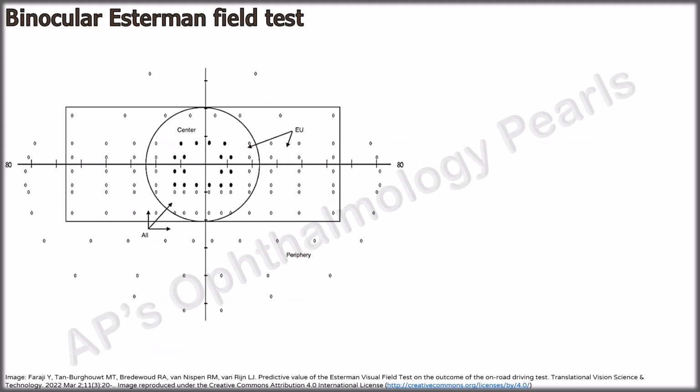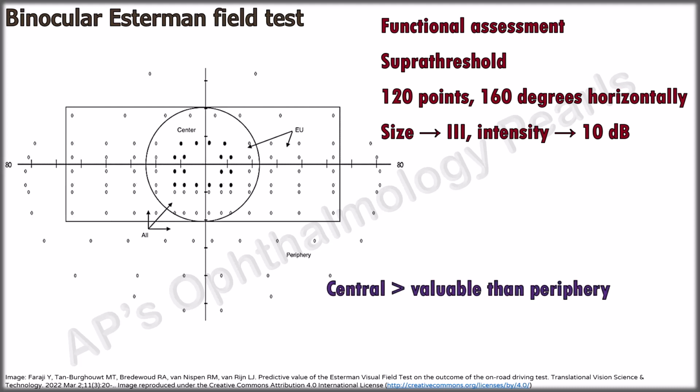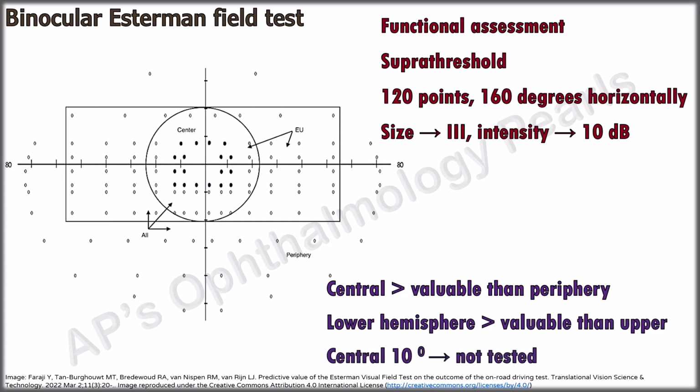Driving standards in many countries, especially when some field defects are found, require the binocular estimate visual field for functional assessment. It is a Supra Threshold binocular test and includes peripheral points. 120 points are tested across 160 degrees horizontally with a size 3 stimulus and an intensity of 10 decibels. In this test, the central part of the field is more valuable than the periphery. The lower hemisphere is more useful than the upper, and the central 10 degrees is not tested.